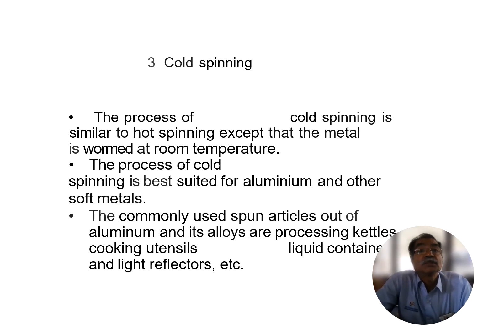Next is cold spinning. It is similar to hot spinning except that the metal is worked at room temperature. The process of cold spinning is best suited for aluminum and other soft metals. It is commonly used for making spun articles out of aluminum and its alloys, like kettles, cooking utensils, liquid containers, light reflectors, etc.